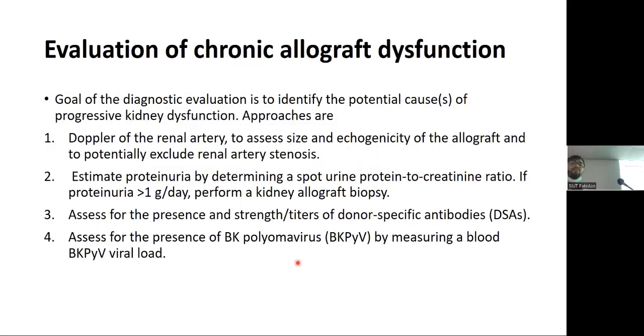For the evaluation of chronic allograft dysfunction, the goal of the diagnostic evaluation is to identify the potential cause of the progressive kidney dysfunction. We can do a Doppler ultrasound to exclude renal artery stenosis. We can estimate the spot protein-creatinine ratio, and if the proteinuria is more than 1 gram per day, then we can perform a kidney biopsy. We can assess the presence and status of DSA, and also we can assess BK virus by measuring the BK virus viral load.